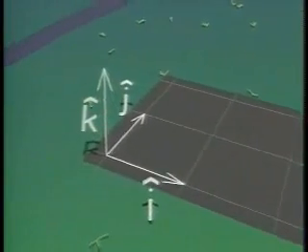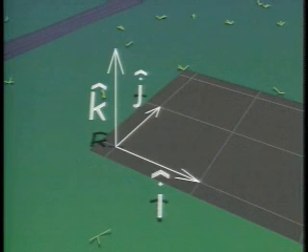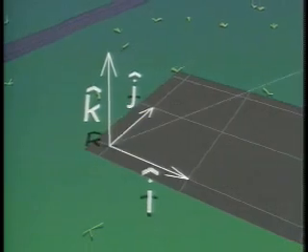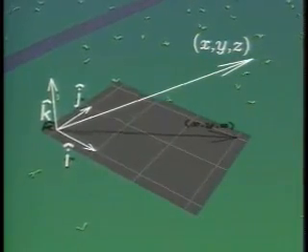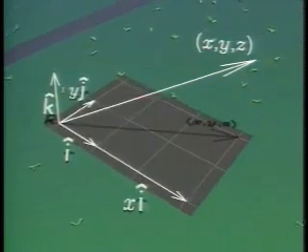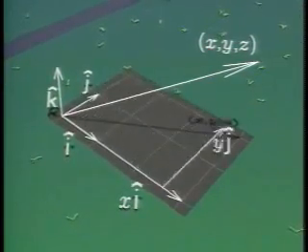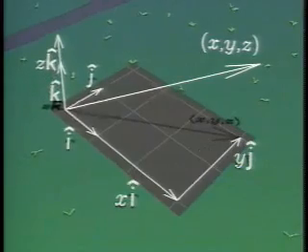In three-dimensional space, a third unit vector k is used. k is perpendicular to the plane of i and j. A three-dimensional vector is written xi plus yj plus zk.